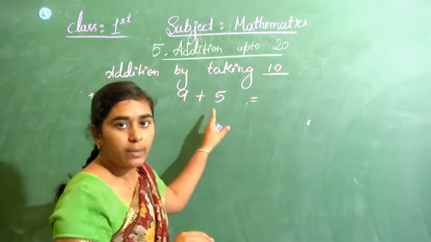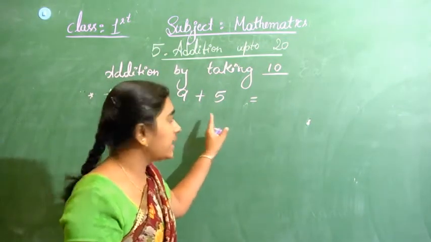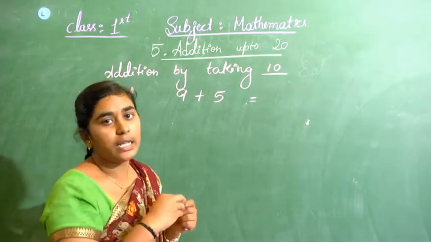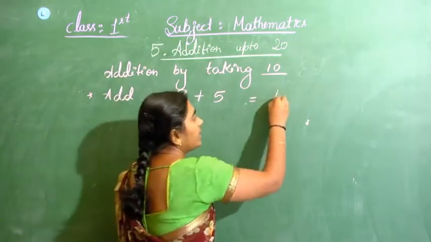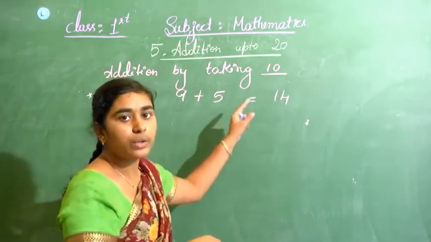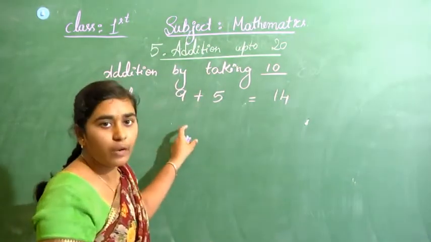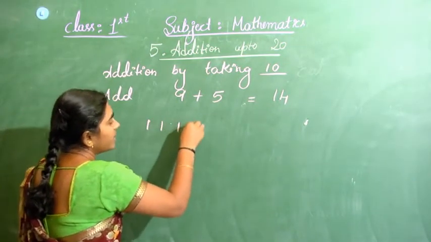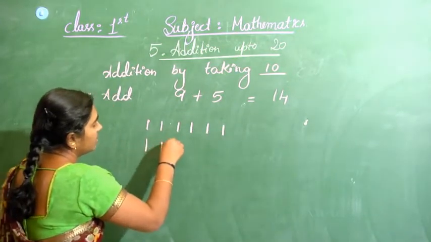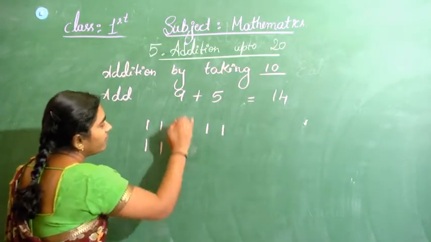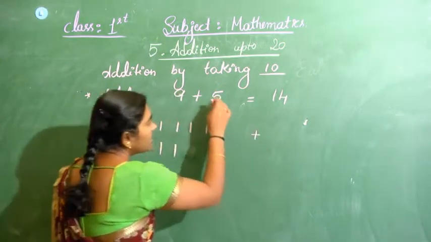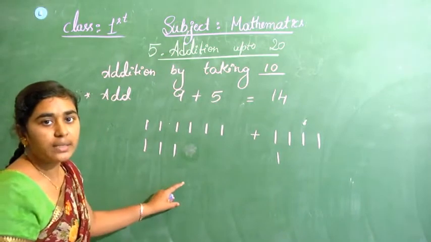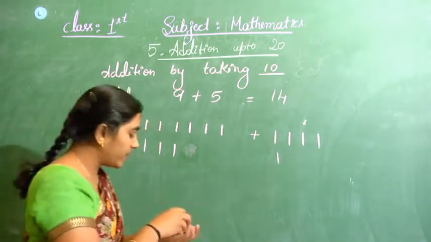Instead of doing 9 plus 5 by counting forward, that is 9, then 10, 11, 12, 13 and 14, like we used to do, what we will do is first take 9 lines. Here we have 9, and plus here we have 5. I will make one bundle of 10.